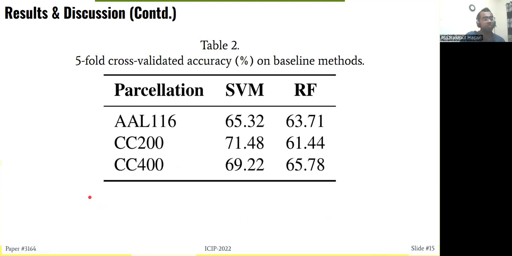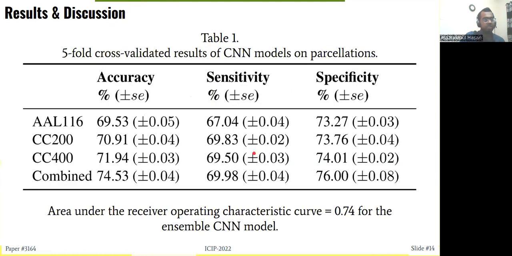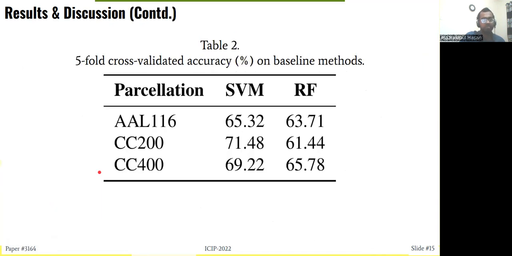Now, as we mentioned, we used SVM and RF to compare the performances. So these are the performances using SVM and RF machine learning models. We found that the highest accuracy here, using CC200 Atlas, is 71.48%, whereas using Ensemble 3D CNN we found around 74.53%. So of course, the Ensemble 3D CNN model performed better as compared to SVM and RF.